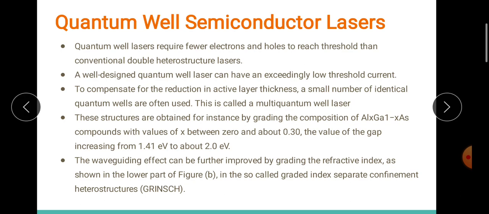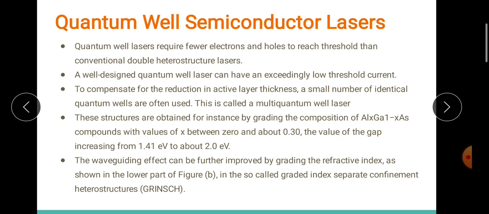An advantage of this quantum well semiconductor laser is that it requires only a small number of electrons and holes to reach its threshold value compared to our normal homojunction or heterojunction lasers. Why is it so? Because in the case of quantum wells, the addition of even one electron has a huge impact on their electrical and optical properties. We have seen that in the Coulomb blockade effect, SEDs. So even one electron has a huge impact, because of which these quantum well lasers require only few electrons and holes to reach the threshold than normal kinds of lasers.